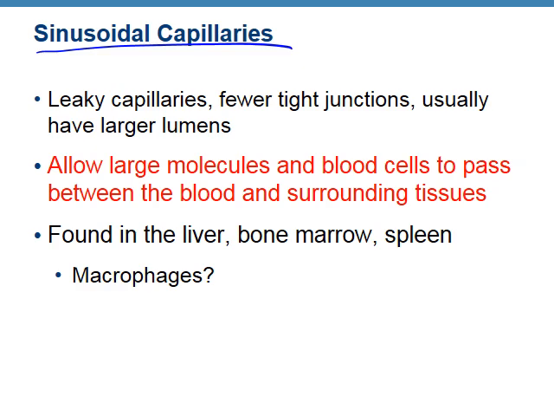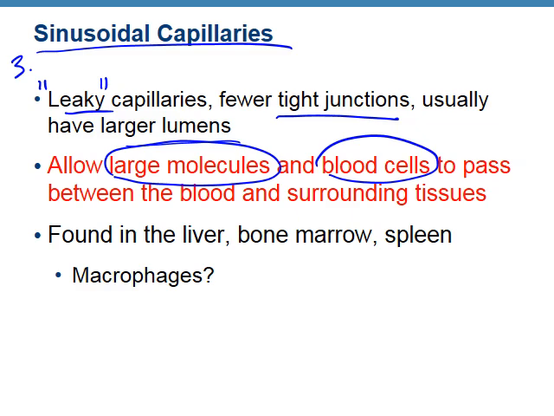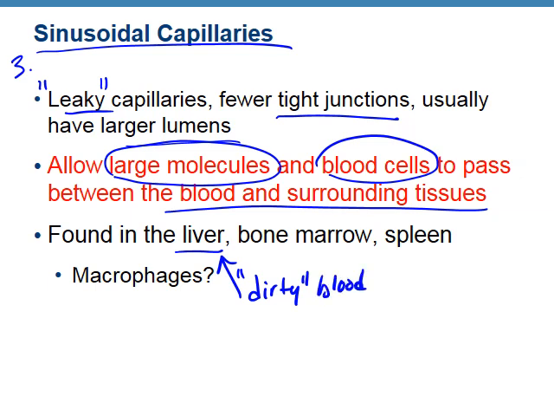Now we have sinusoidal capillaries. This is the third type. These are called leaky. So they have fewer tight junctions, really large lumens, and they allow for large molecules, such as blood cells, to pass between the blood and the surrounding tissue. So you find these type of capillaries in the liver. Basically in the liver, I'm simplifying this, we're picking up dirty blood and we're cleaning it in the liver.